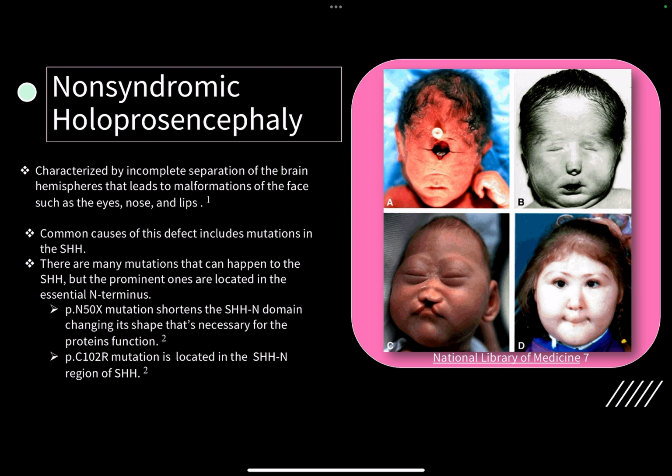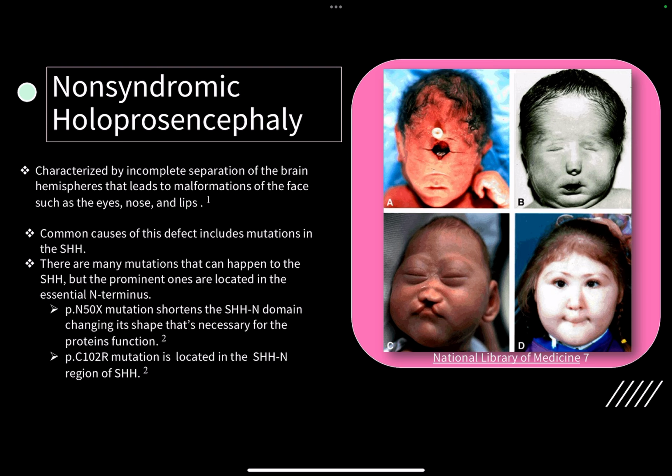Today we'll be discussing the disease known as non-syndromic holoprosencephaly. This is characterized by incomplete separation of brain hemispheres that leads to malformations of the face, such as the eyes, nose, and lips. This disease has many causes, but mutations to Sonic the Hedgehog protein is the most common.